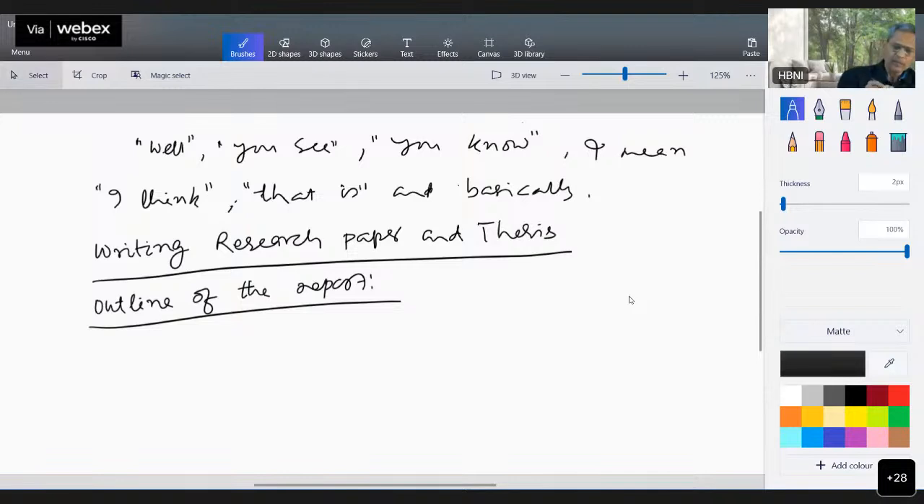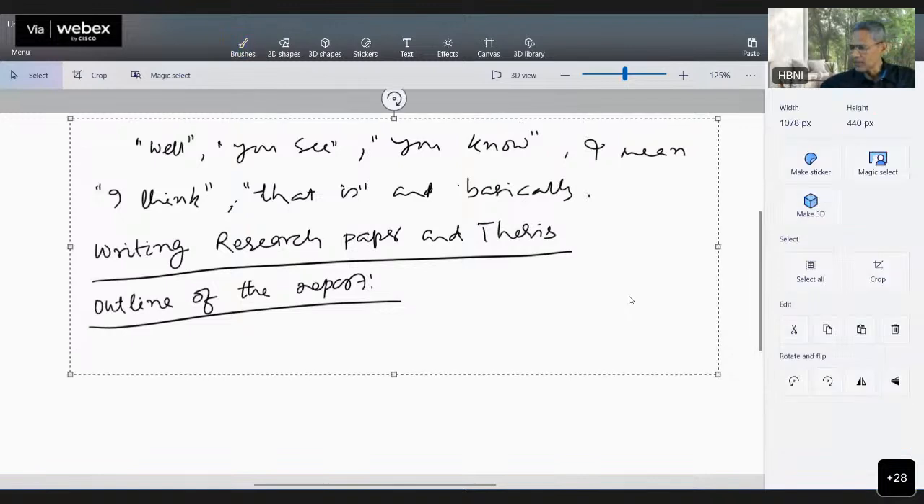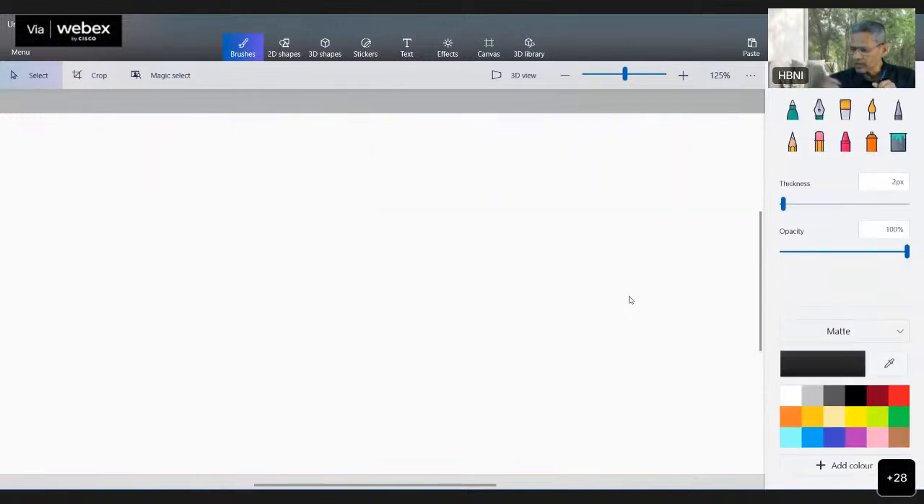You can modify the structure of the report as per the suggestion of your guide, collaborators and experts. So you can take their opinion and you prepare a structure of the report first. Then let us see how is the structure of a journal paper.